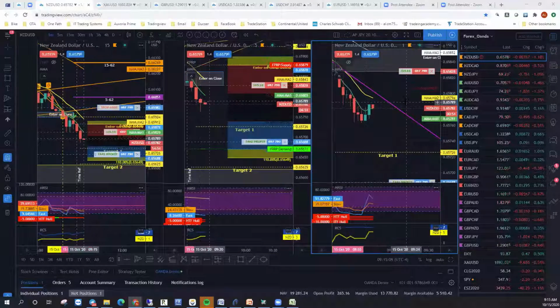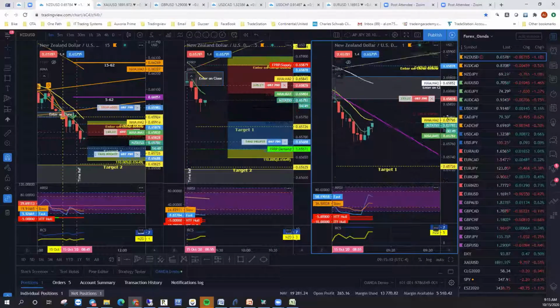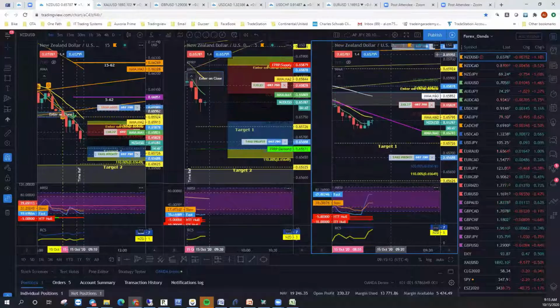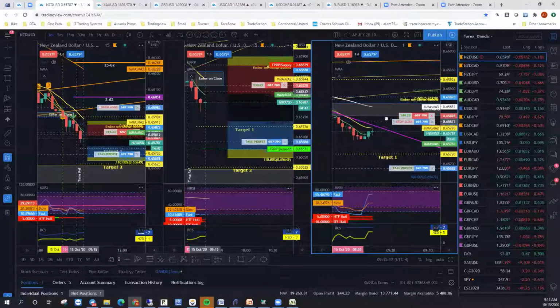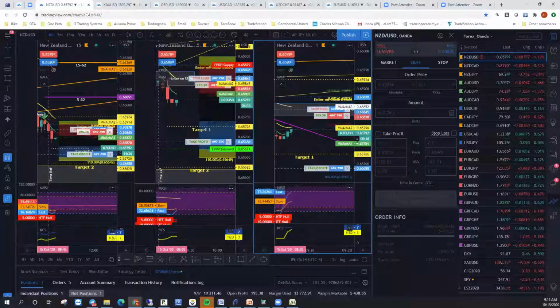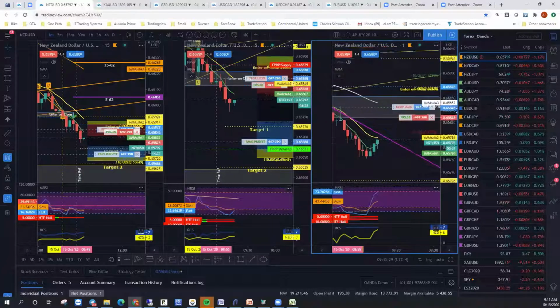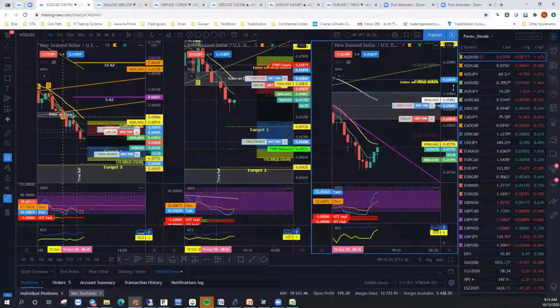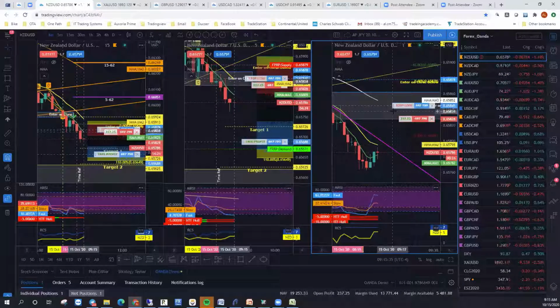Right now I'm going to move my stop to break even in case this thing comes back. Or near break even. Protect my profits. If it comes back and breaks this purple trend line, I will close it out and see if it comes back in to give me another entry.